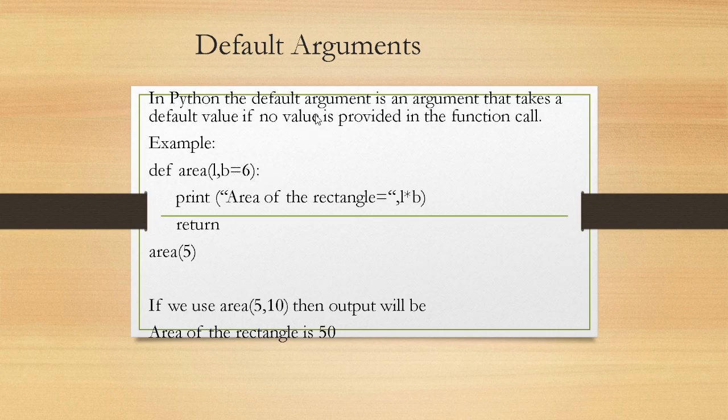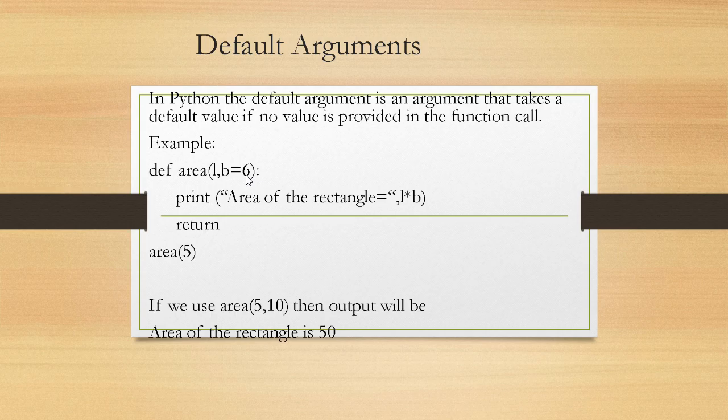If we are using a default argument, then if the argument is missing in the call statement, this default value will be taken. So for example, in the same program I have written L, B=6.